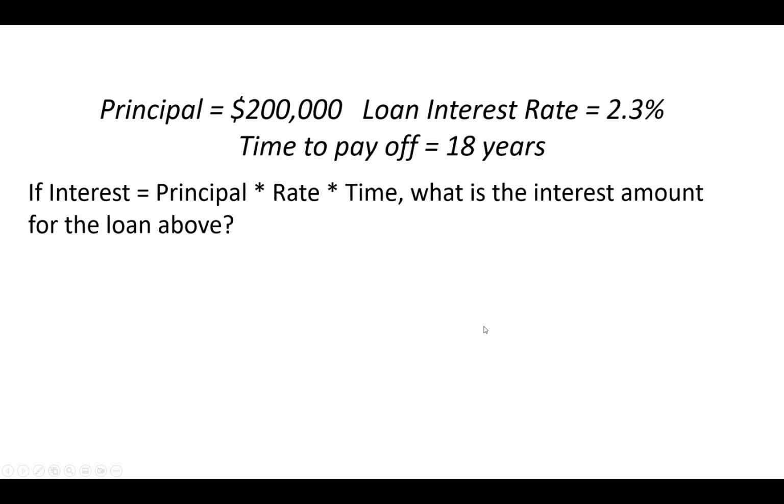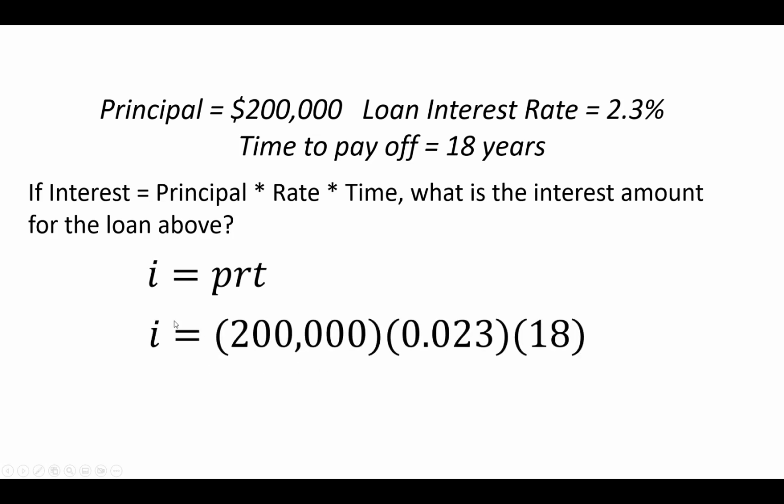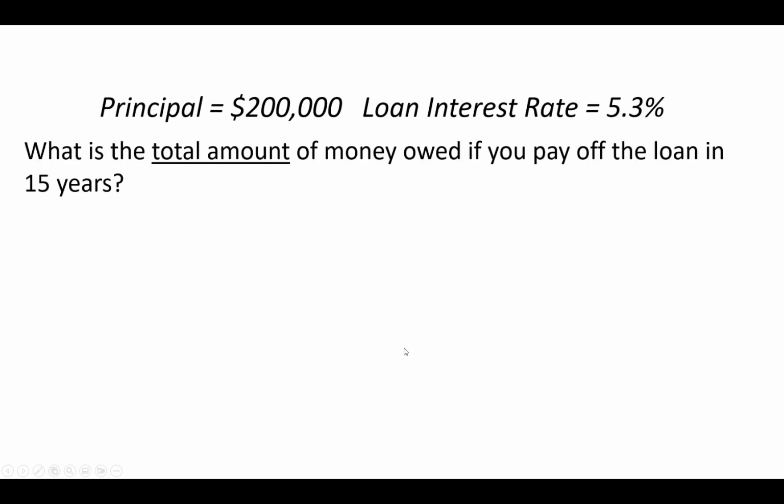So I'm going to just show the traditional way to do this again. Your principal is $200,000. Your loan interest rate is 2.3%. You're going to pay it off in 18 years. That's a big, big loan. So you could do I equals PRT, 200,000, making your 2.3% into a decimal, sliding the decimal twice to the left, multiplied by 18. So it costs you $82,800 just to borrow 200,000.